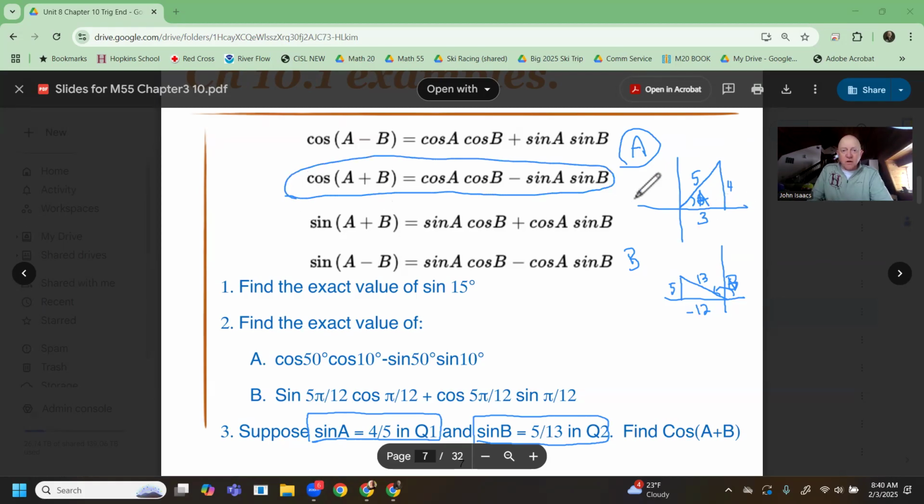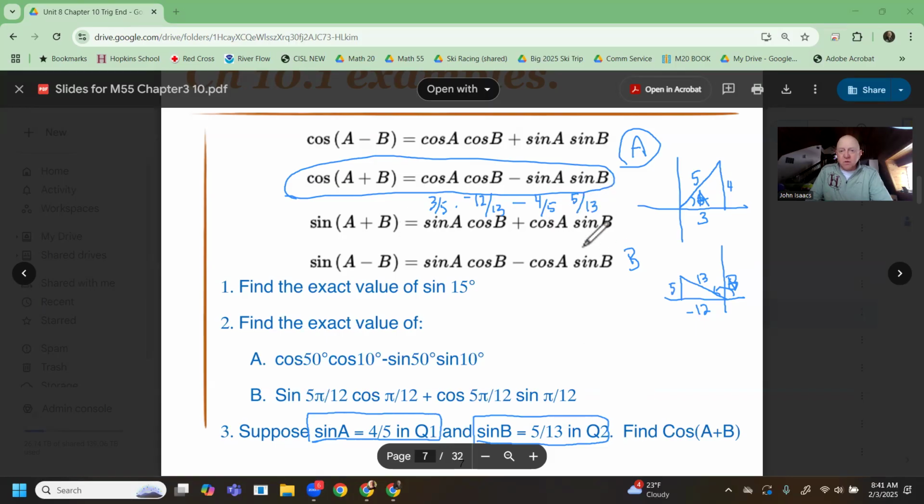Cosine of the A triangle is 3/5. Cosine of the B triangle is -12 over 13. Minus sine of the A triangle, which was given to us, by the way. Sine was 4/5. And sine of the B triangle, that was given to us, but it's in the triangle, is 5/13.